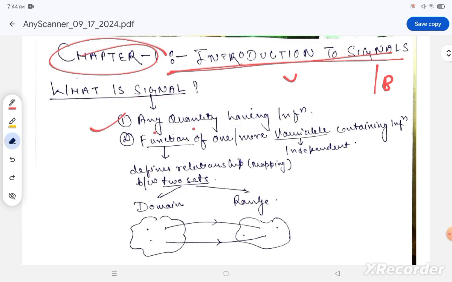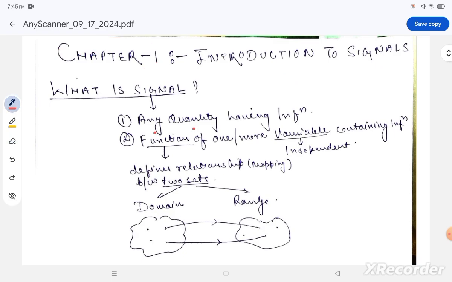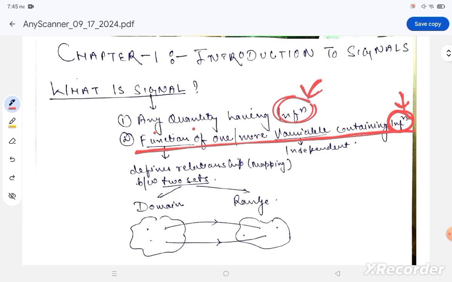Now let us move to another definition. Another definition is: it is a function of one or more variables containing information. See, information is very important. For any quantity to become a signal, it has to have information. Now the variable must be independent. It must not be dependent on another thing. For example, the best and most frequently used independent variable is time.